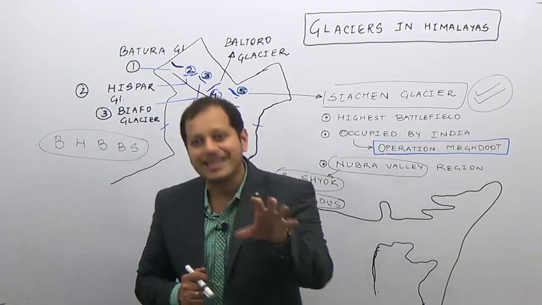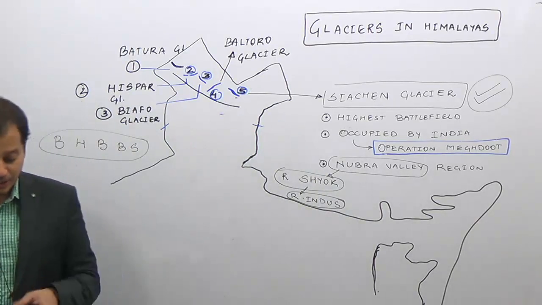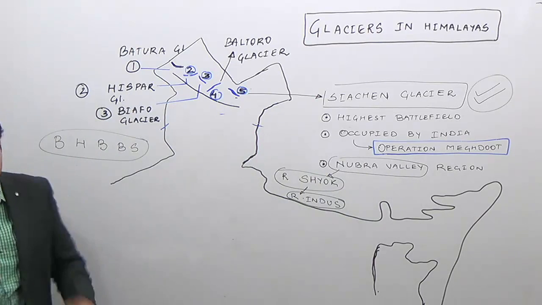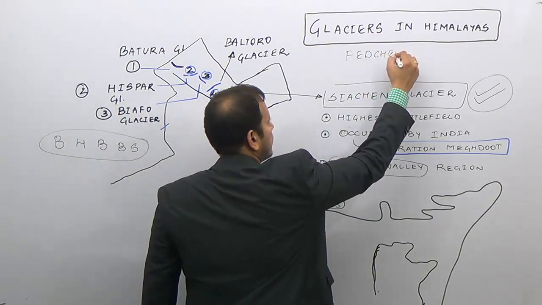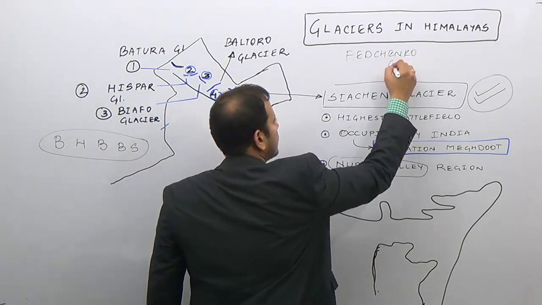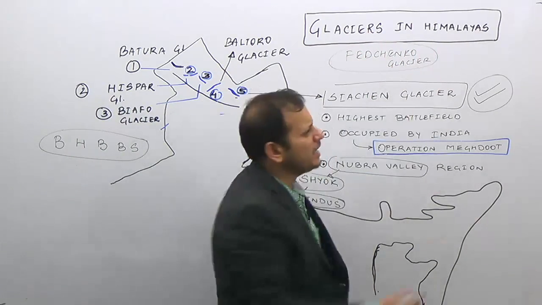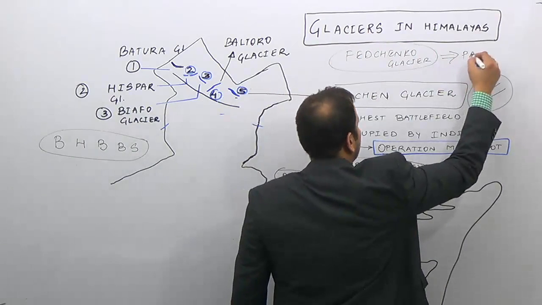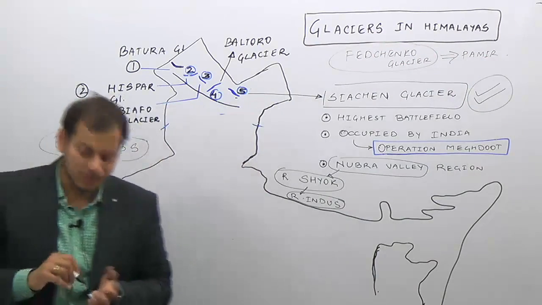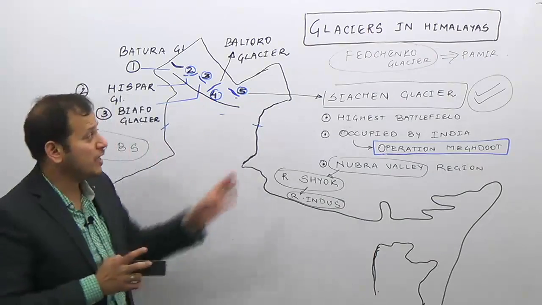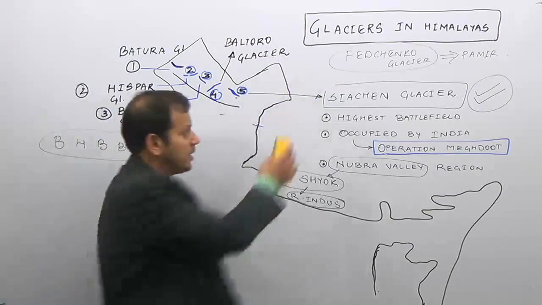It is the second longest glacier outside the polar regions, because the longest glacier which is outside the polar region is the Fedchenko Glacier. But remember, it is in the Pamir Mountains, and therefore I have not included it here, but I am just giving you extra information. That is the longest glacier in the world outside the polar region, which goes into Tajikistan, is the Fedchenko Glacier, which is in the Pamir ranges.